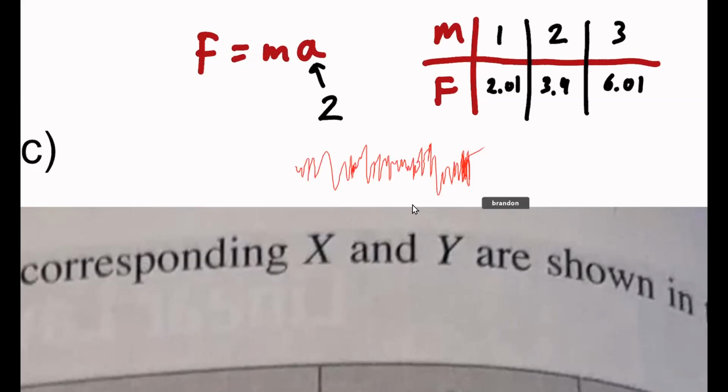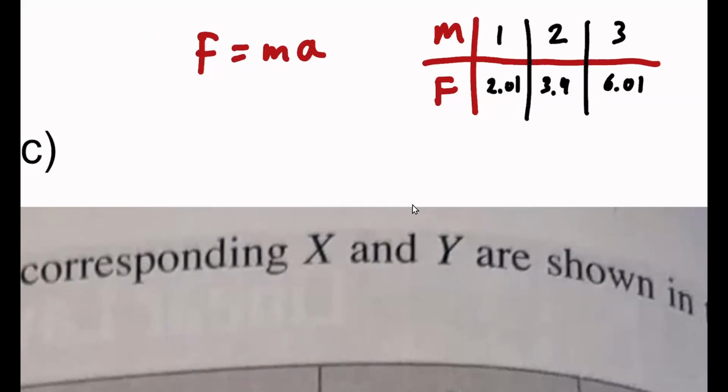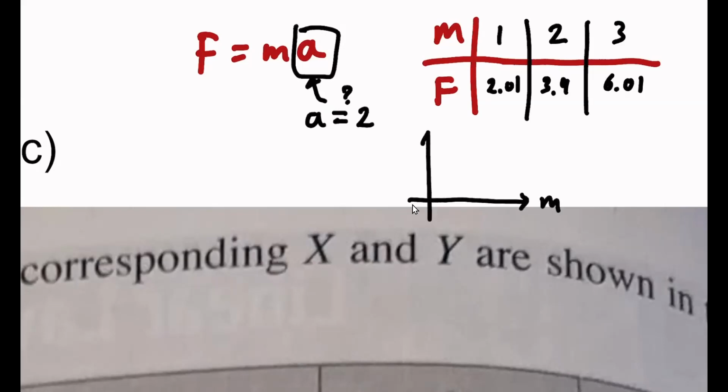So let's pretend that we didn't know that A is equal to 2. We don't know. How do we figure out that A is equal to 2? We just draw a graph. M here, F here. Then we plot a bunch of points. 1, 2.01, plot a point. 2, 3.9, plot a point. 3, 6.01, plot a point.